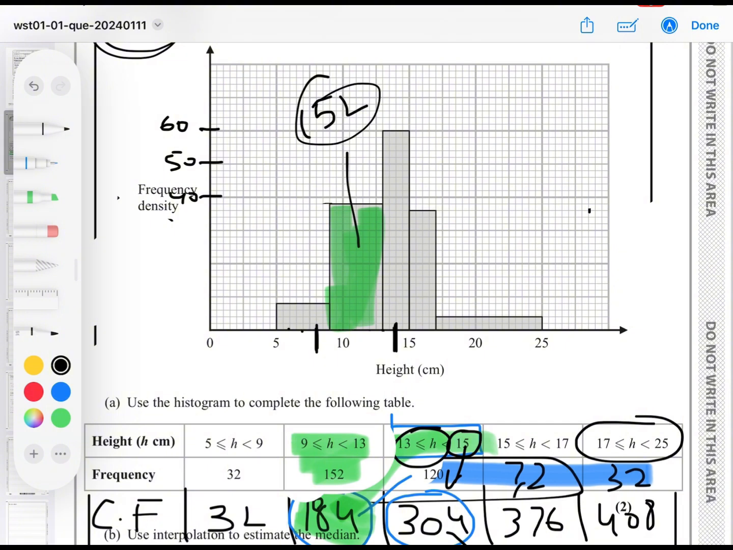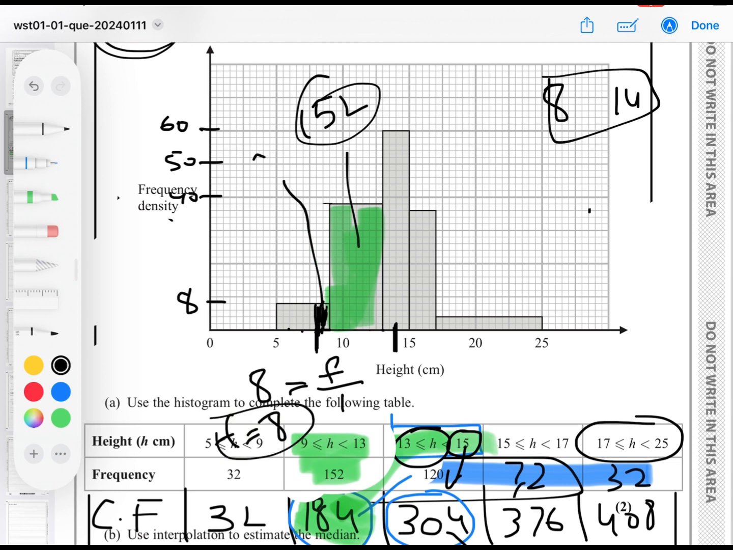Now moving towards this one. They're asking from 8 till 14, which means that now I have to calculate. This is 8. Now I will consider this class, 8 till 9. According to the frequency density formula, the frequency density for this is 8, which we calculated on this axis in the first part. The frequency which we have to find is the question mark, and the class width is 1. So now the frequency for this portion is 8.